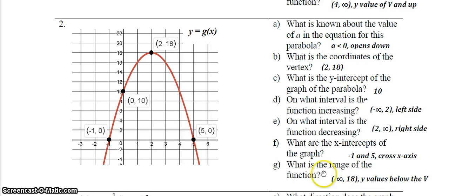The range again, range of y values. Being the vertex, since it opens downward, it's a maximum, so it's every value less than or equal to 18. So we got that square bracket. I know it's tough to tell there. From negative infinity to 18. Okay?